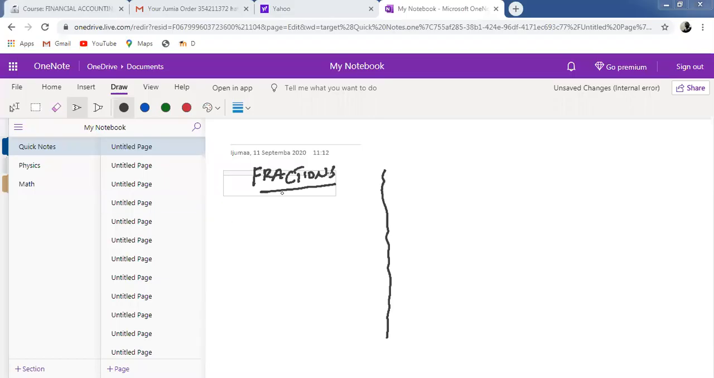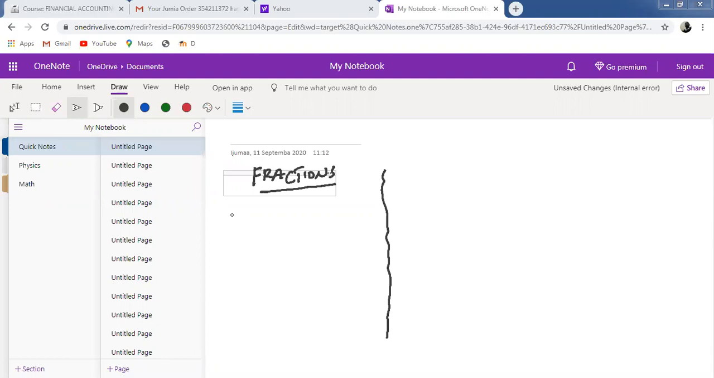Hello student, and welcome to our class today. In our class today, we are going to talk about fractions. Having looked at the integers, it is also important that we talk about fractions.